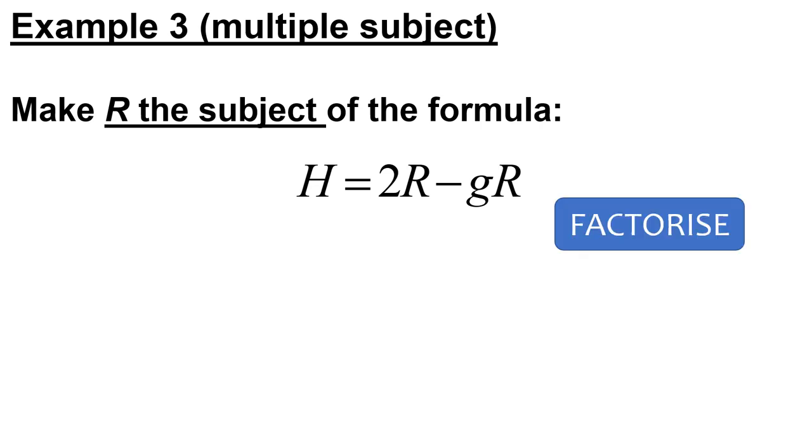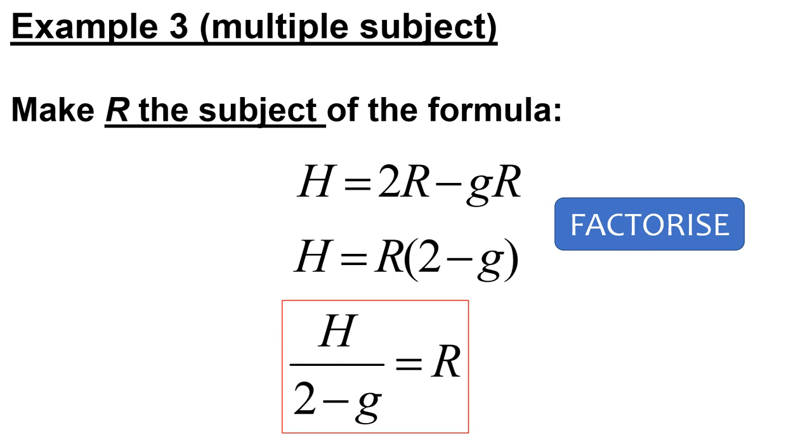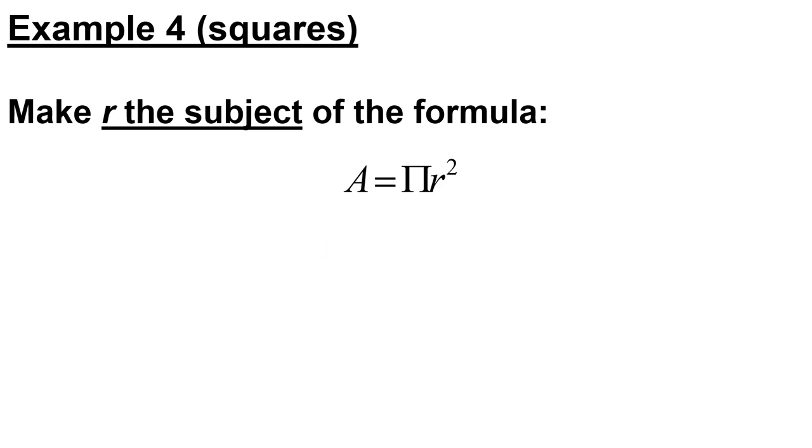So you factorize, you take out the common factor. h is equal to the common factor r, open bracket, you are left with 2 minus g. You divide both sides by 2 minus g. h over 2 minus g is equal to r. Therefore, r is the subject of the formula.